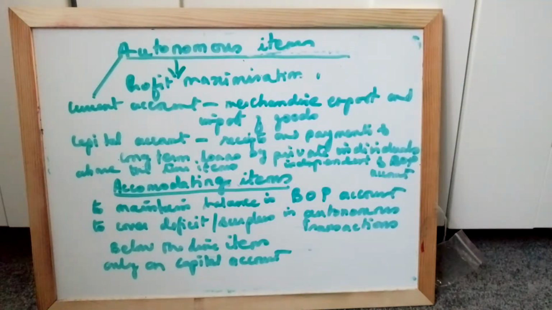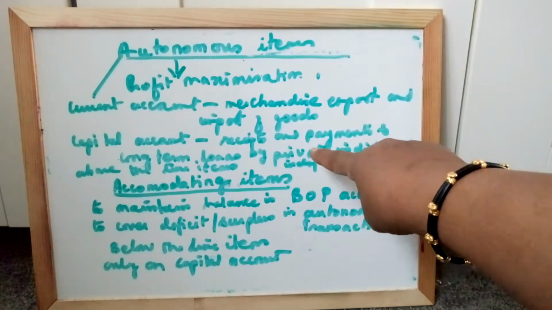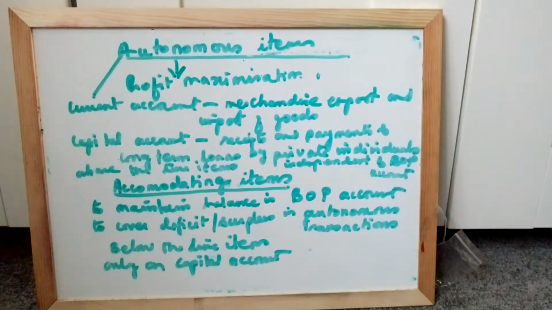They are independent of the BOP account. These are the features of autonomous items. If a foreign currency wants to make investment in India with the aim of making profit, such a transaction is independent of BOP. Autonomous transactions take place both on current account and capital account. So on current account, merchandise export and import of goods, and on capital account you find receipts and payments of long-term loans by private individuals.